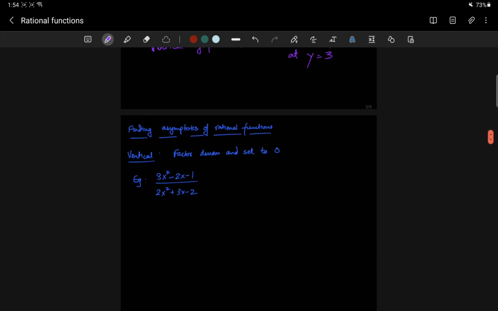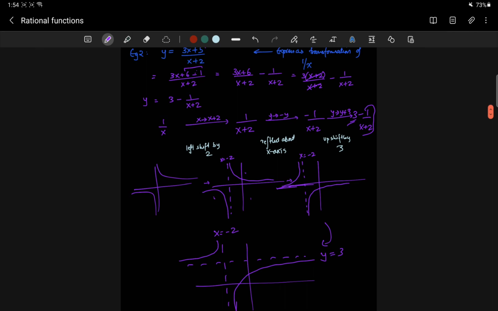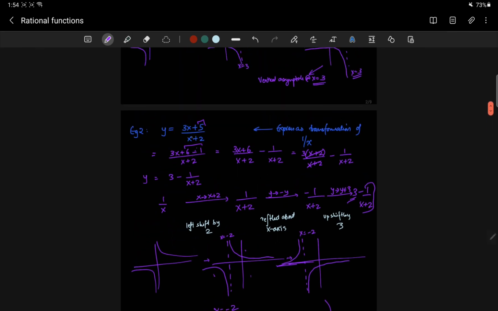Now we need to learn a general way of finding these asymptotes. We can always rely on this technique of expressing as a transformation of 1 over x. It is always going to work. However, for higher powers of polynomials, it can get cumbersome. So it's a great method for linear, but for more general functions, we want to generalize the process.